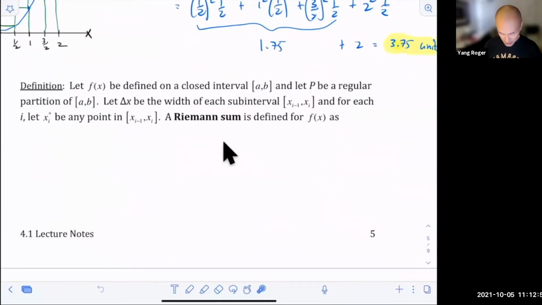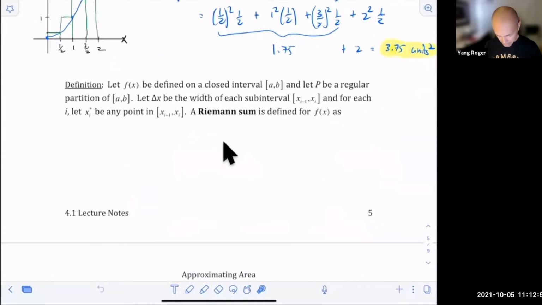If you take a look at this definition right here, it says f of x is defined to be on a closed interval [a, b], and P is a regular partition. For us, that just means we chop it up into equally spaced pieces. Delta x is the width of each subinterval. And then for each point, x_i star is some point in the subinterval. So if we use the left endpoint, we use x_{i-1}. If we use the right endpoint, we use x_i.